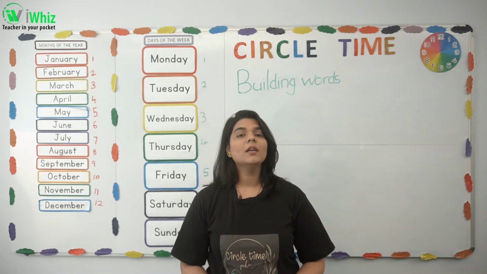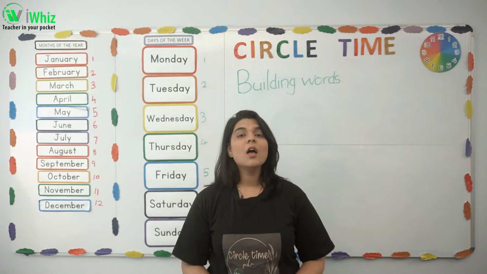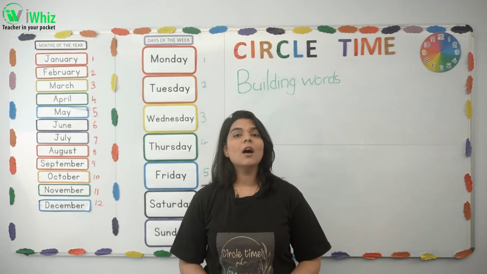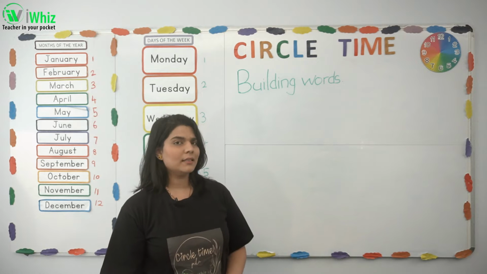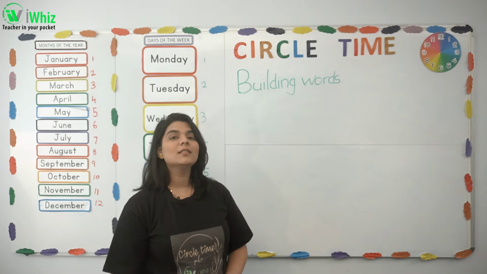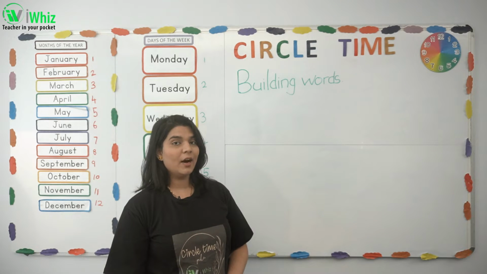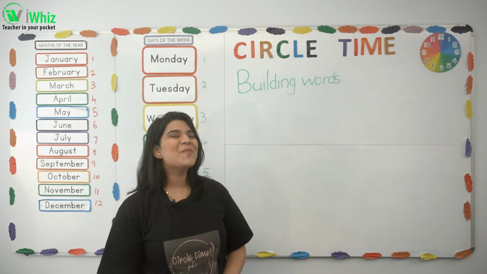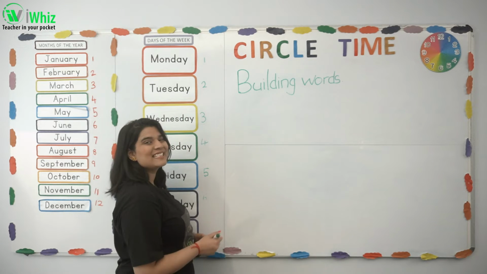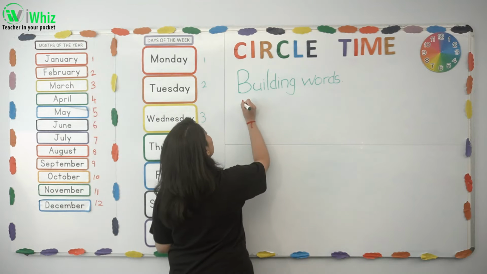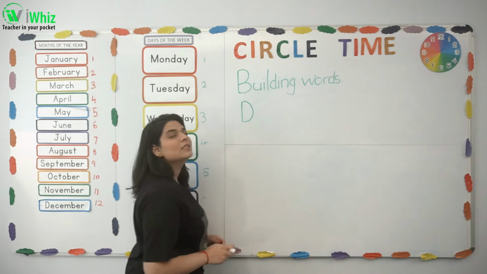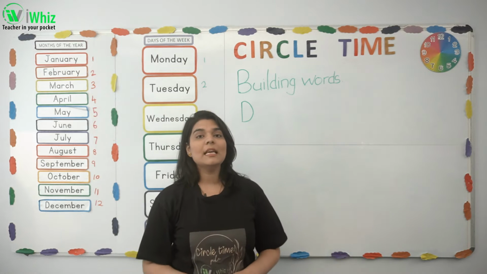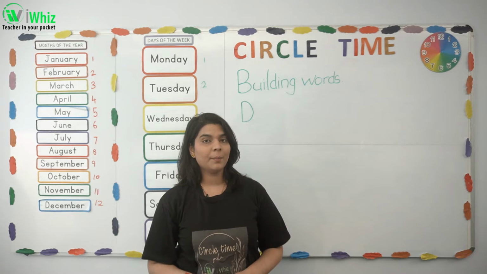D-O-G. Dog. Now, what letter makes the sound D? Great job! Wonderful! D makes the sound D. So let's write that down. D. D makes the sound D.